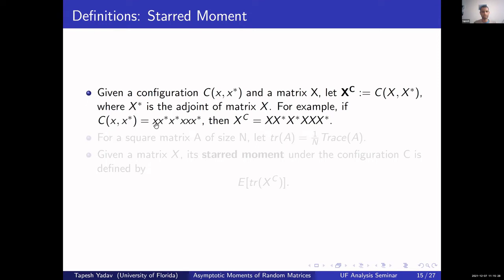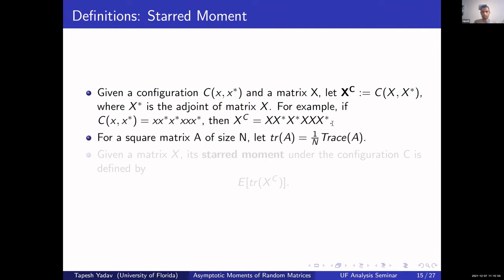If the configuration is x star, x star, x star, where these are small x's, formal variables, then X to the power C is the same as taking the product of the random matrices according to the given rule. So we just plug in capital X and capital X star in place of small x and x star, and multiply them together. That's my X to the power C.